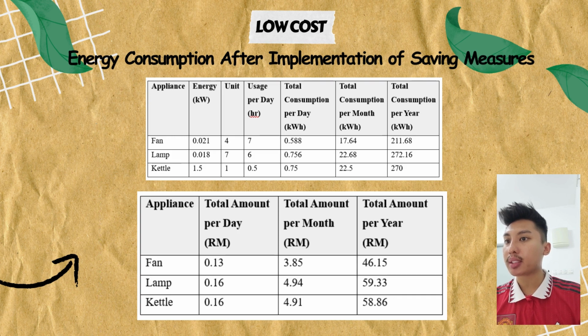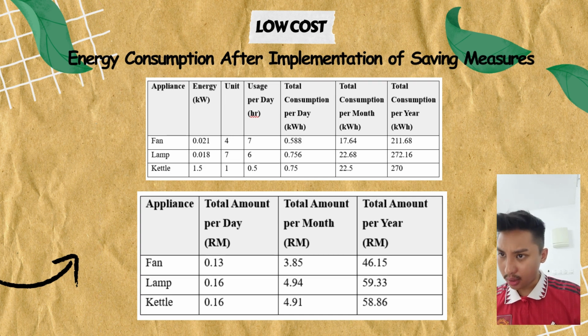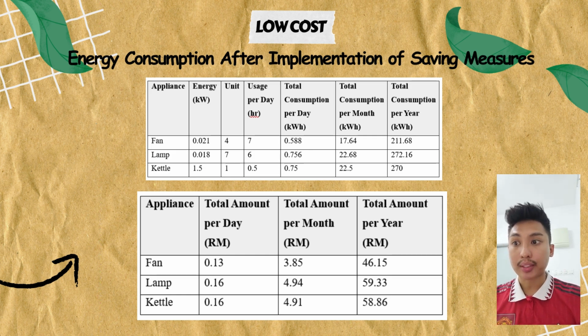Next, lamps or lightings. We have also upgraded all 7 fluorescent lights to energy friendly 18 watts LED, which consume only around RM59.33 per year. Lastly, electric kettle. We have also upgraded to a more efficient 1500 watts electric kettle, which consumes around 58.86 cents a year. In addition to these upgrades, we have also maintained the same measure of turning off all these appliances when not in use. So this can save more energy in the long run.